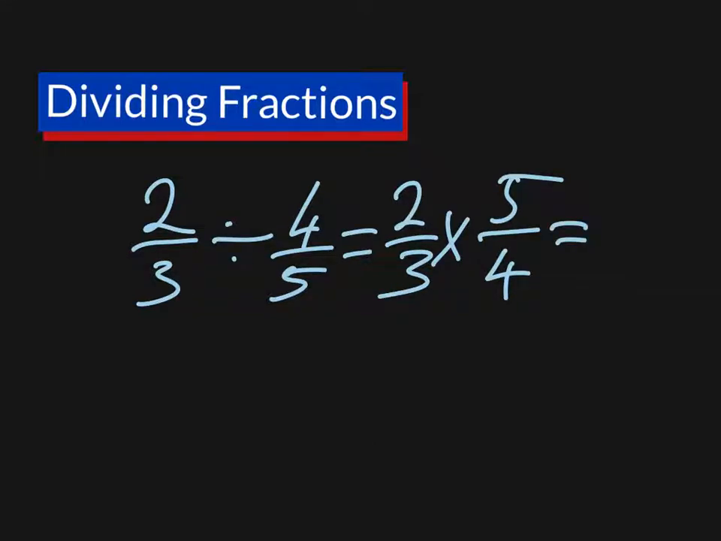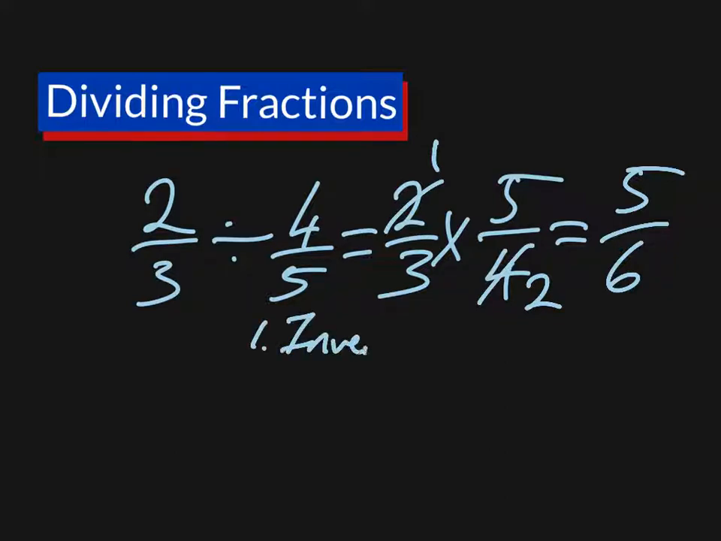And you can also cancel, so 2 goes into itself once and 2 goes into 4 twice. 1 times 5 is 5, and 3 times 2 is 6. 5/6 is the answer.